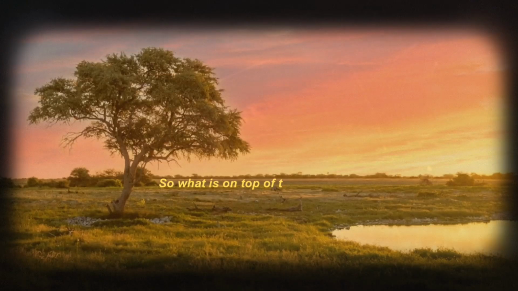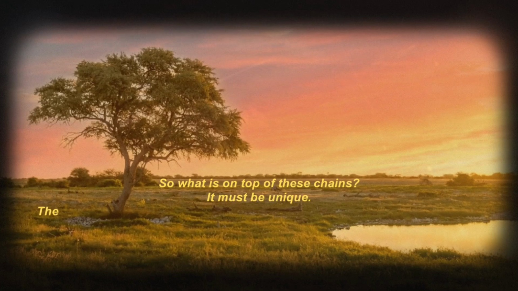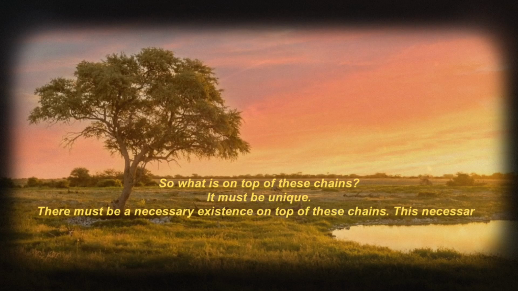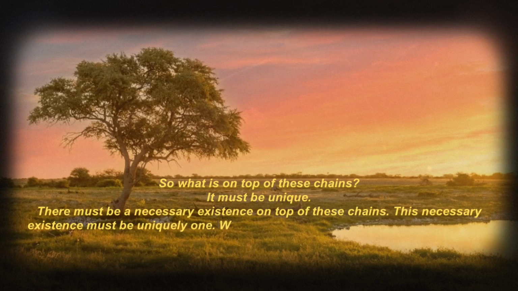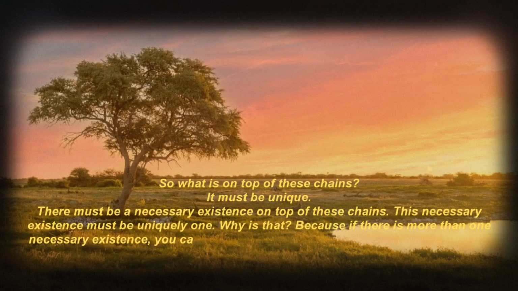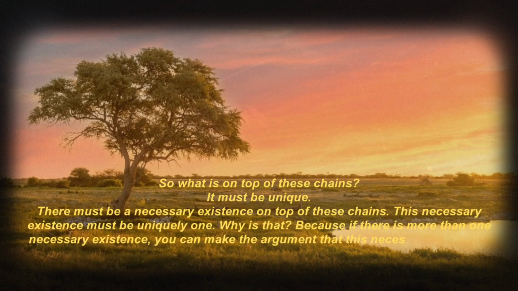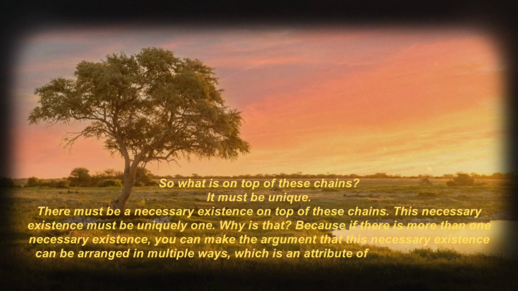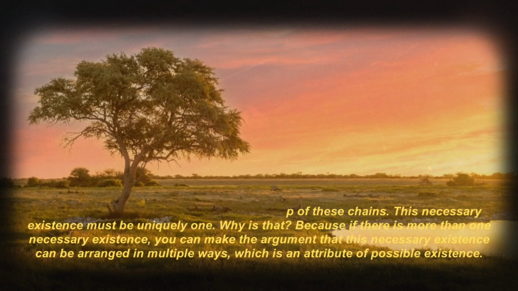So what is on top of these chains? It must be unique. There must be a necessary existence on top of these chains. This necessary existence must be uniquely one. Why is that? Because if there is more than one necessary existence, you can make the argument that this necessary existence can be arranged in multiple ways, which is an attribute of possible existence.